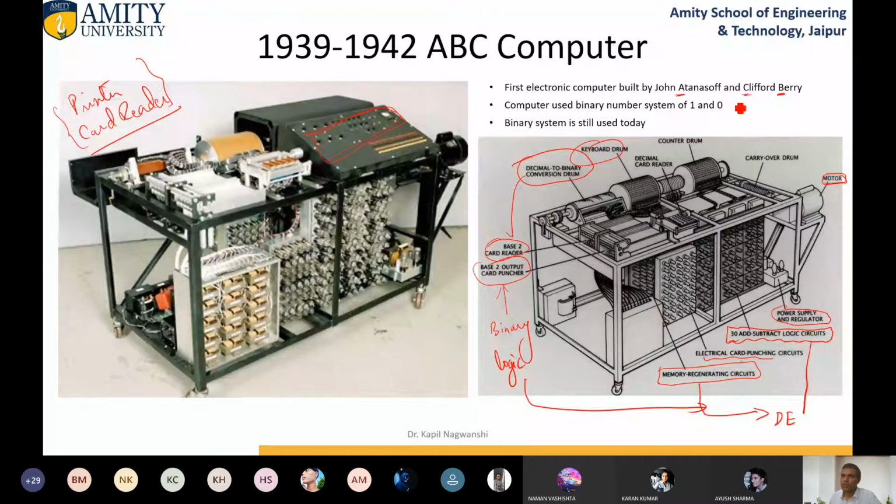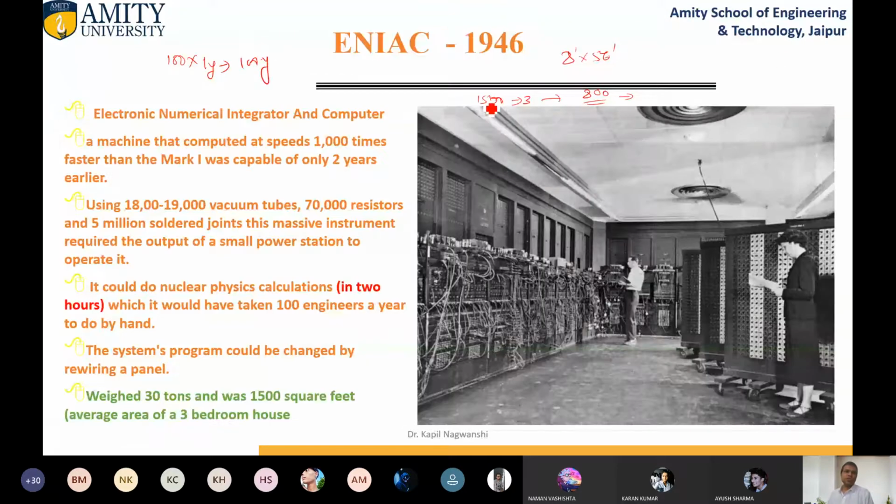Due to this, we use the abbreviation, the acronym, the short form for this particular system: ABC computer, Atanasoff and Clifford Berry. Fine. Now come to the next slide. So this is the first digital computer, and the binary system is still in use today. So this will remain. We will see how in the number system slide also.